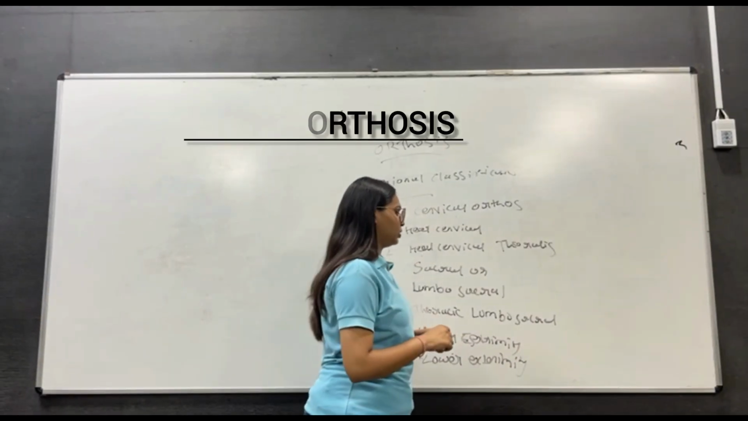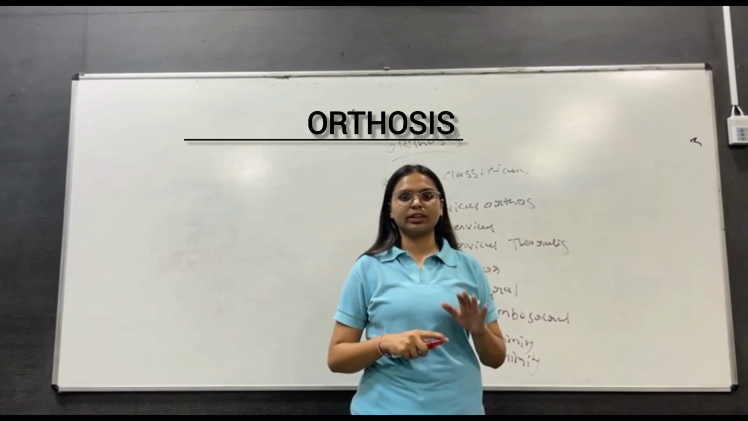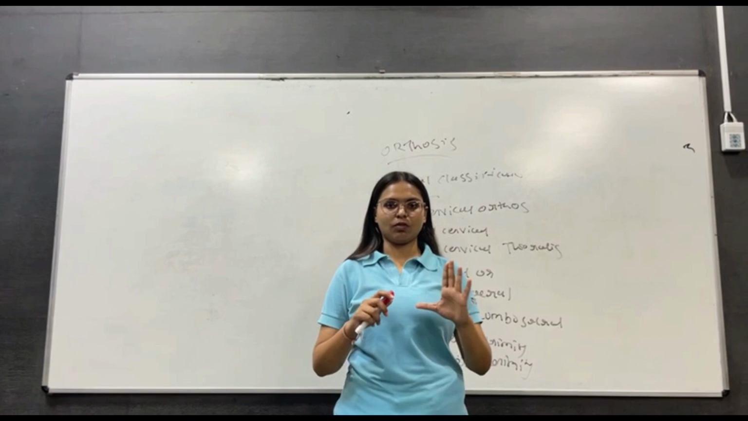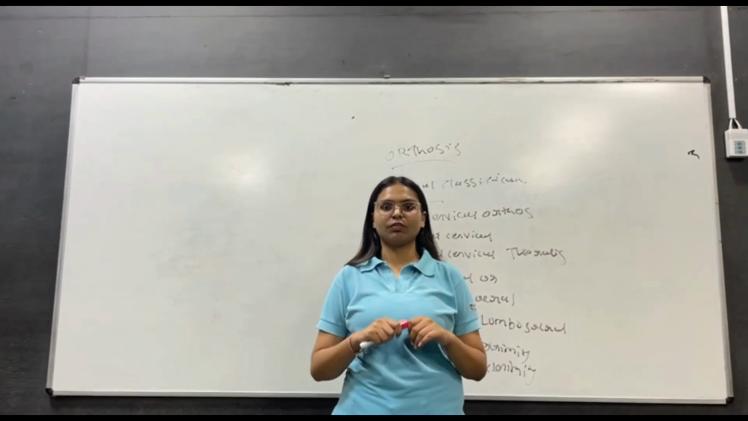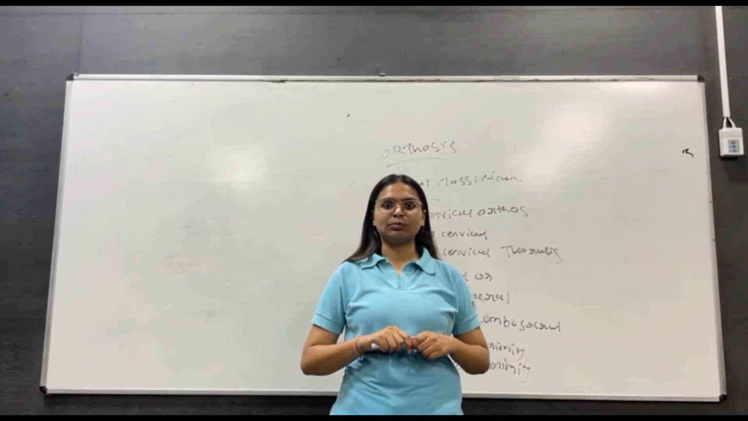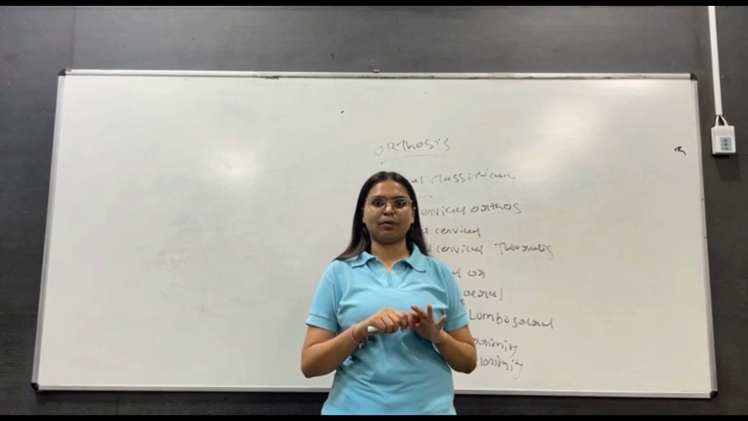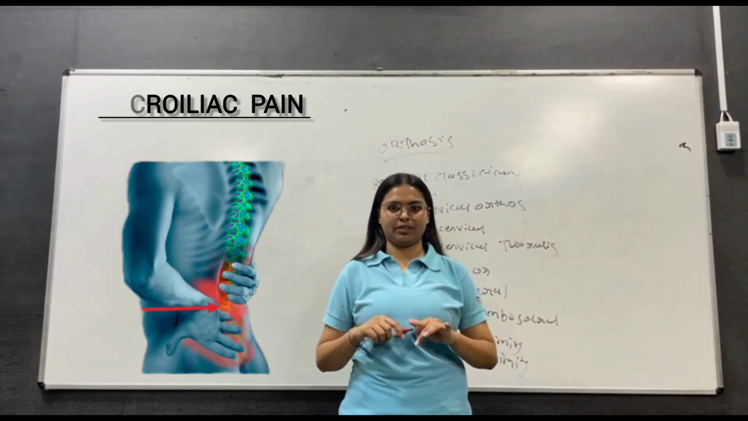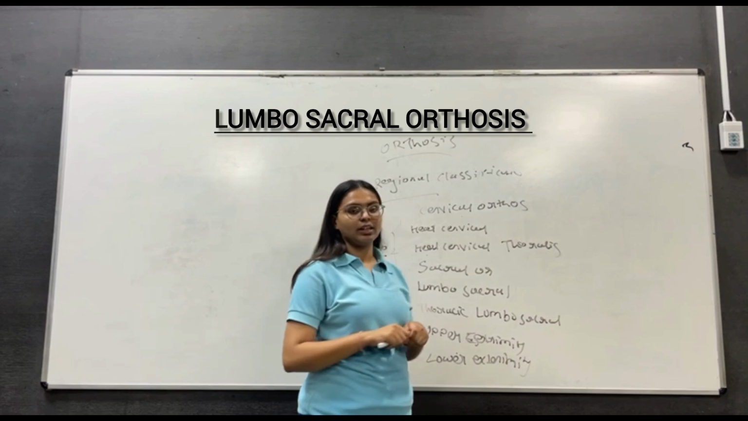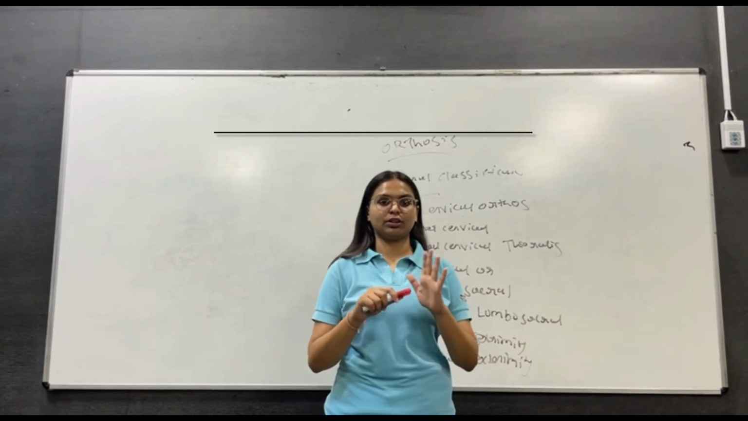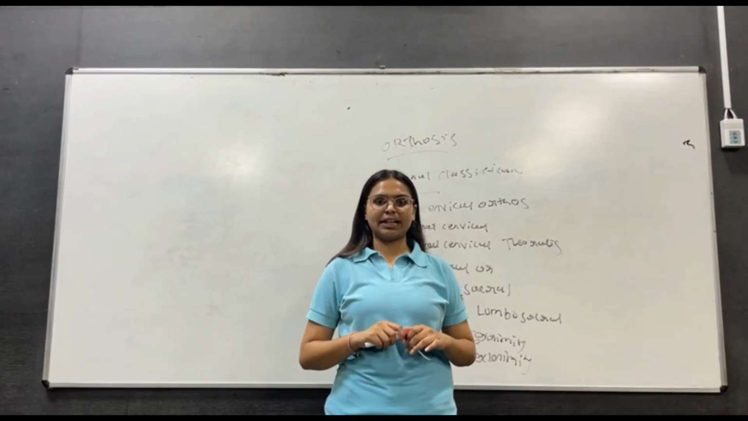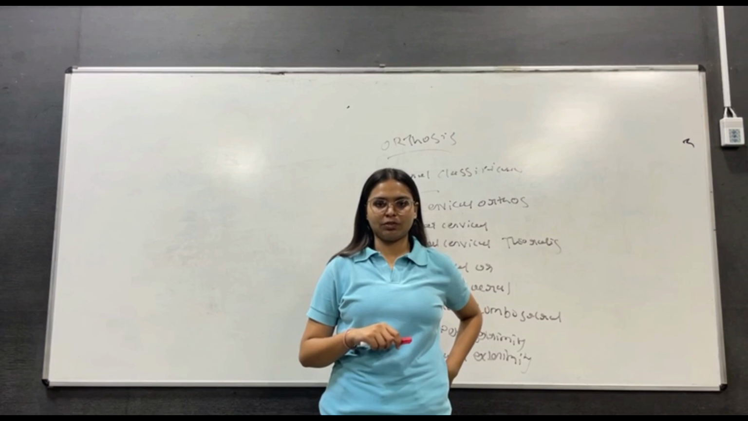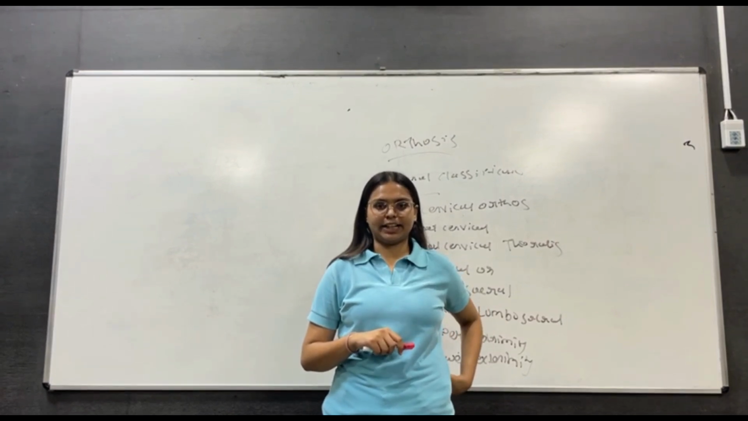Now sacral orthosis. Sacral orthoses are mostly for the stabilization of the sacrum, or we can say the pelvis part. It is mostly useful when there is any type of low back pain or sacroiliac pain. Now lumbosacral orthosis. It is mostly useful for lower back pain. It will stabilize the lumbar part of the spine and sacrum.